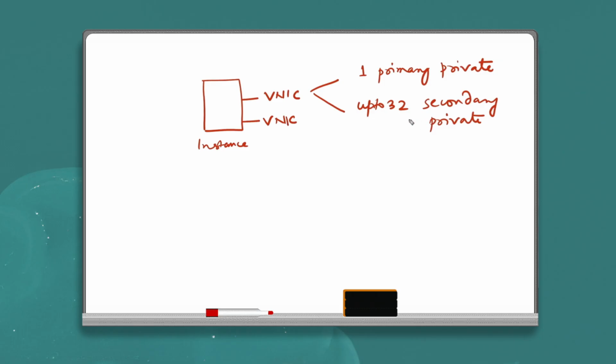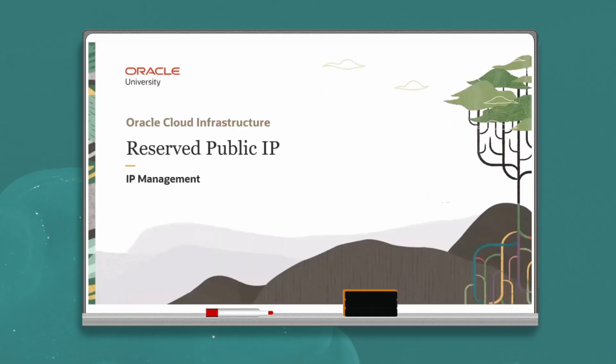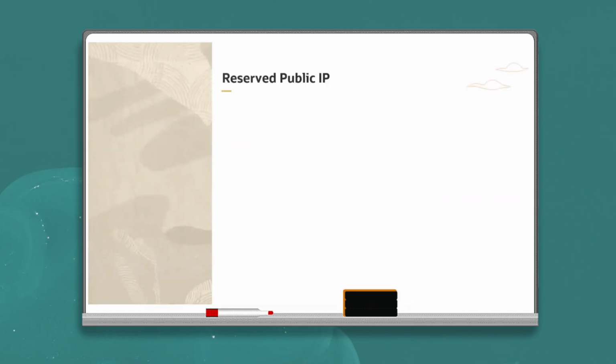Now, there can be multiple VNICs associated with the instance. If we are moving any of the private IP addresses, let's say one of these secondary private IP addresses, from VNIC 1 to, let's say, VNIC 2, now the reserved IP address will also move along with the private IP address. Please also make a note of this. This is also an important point. All right, now let's move on to the deck and quickly revisit what we have discussed.